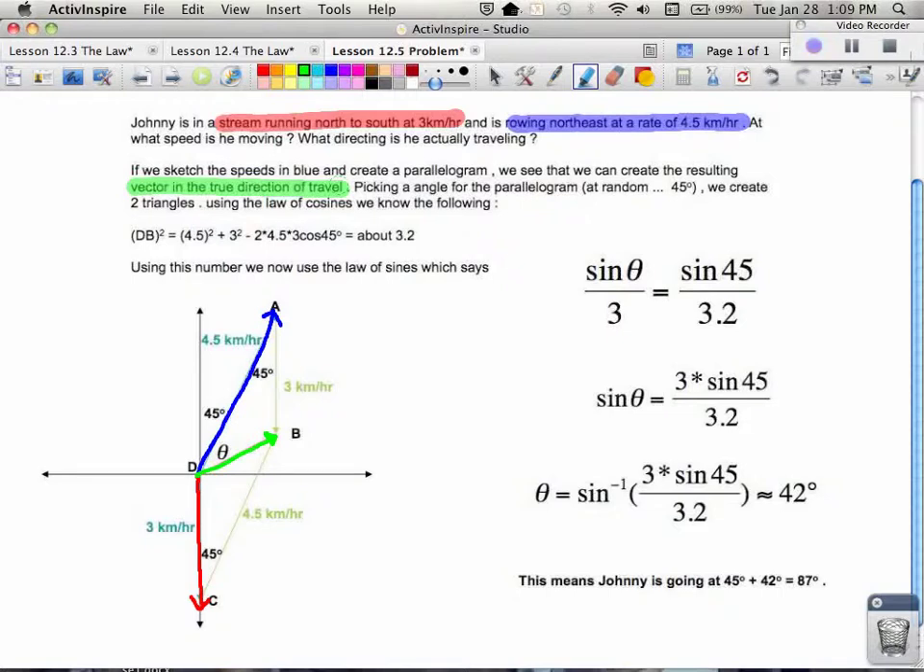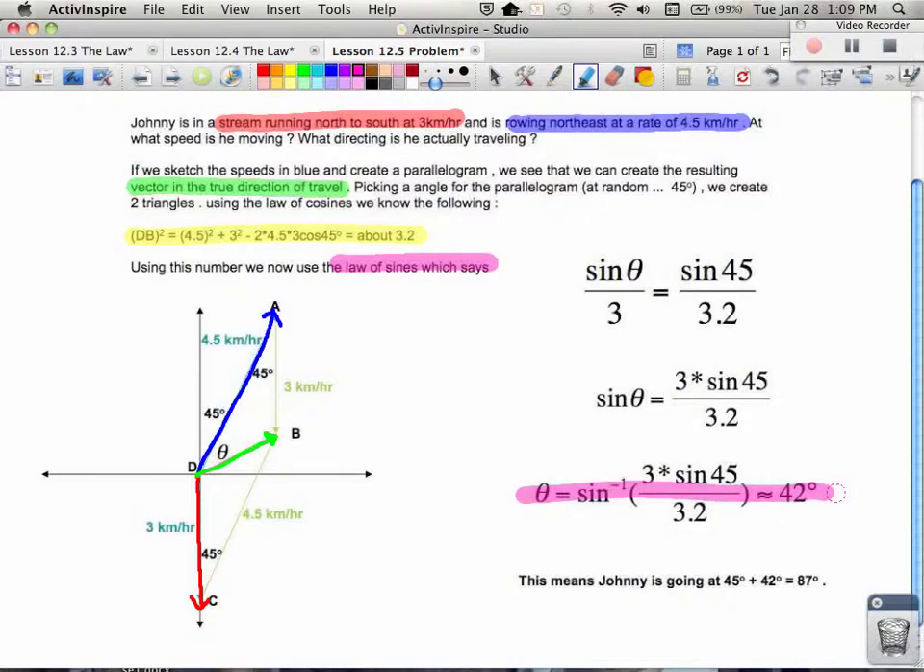And so then we pick an angle for the parallelogram at random, 45 degrees I chose, and we create two different triangles. And using the law of cosines, which we talked about earlier in the yellow here that's highlighted, we could figure out how big the resultant is, which is 3.2. And then also the direction of travel we can do using the law of sines, if we wanted to, and if we use the law of sines, we could figure out our angle is 42 degrees.